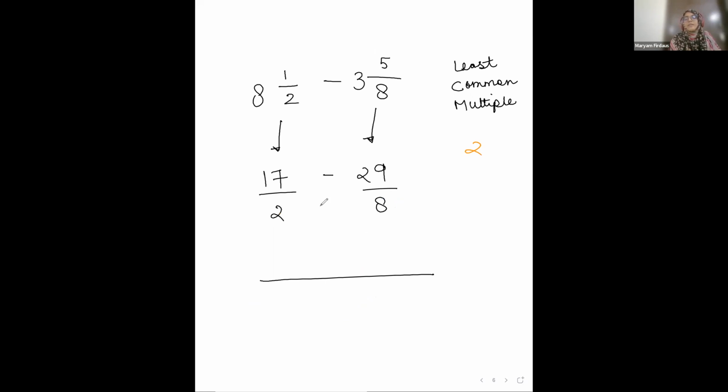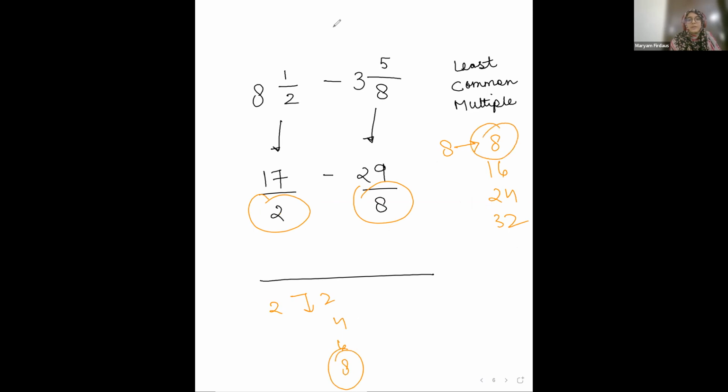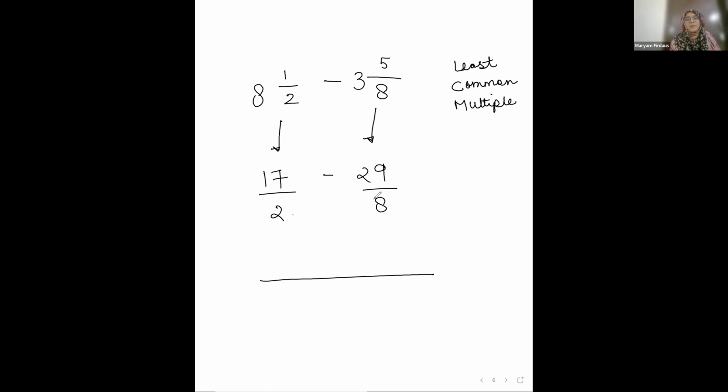But the thing is, you can just cleverly look at them and say, well, 2 multiplied by 4 will give you 8. So 8 is the least common multiple for both of these numbers, right? Because when you list out the multiples of 8, you will have 8, 16, 24, 32, and so on. And when you list out the multiples of 2, you will have 2, 4, 6, 8. So 8 is common here and 8 is common here, and it's the least common multiple. That is why 8 is the LCM of these two numbers. You can just judge that by looking at them, that 2 multiplied by 4 is 8, therefore 8 is the LCM. Is that clear, Hiba?